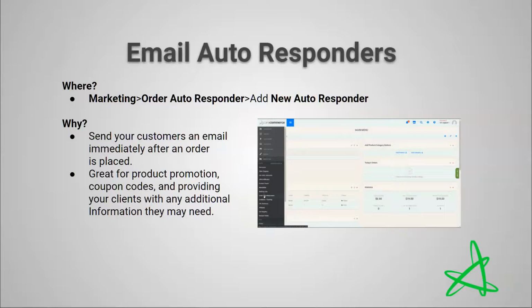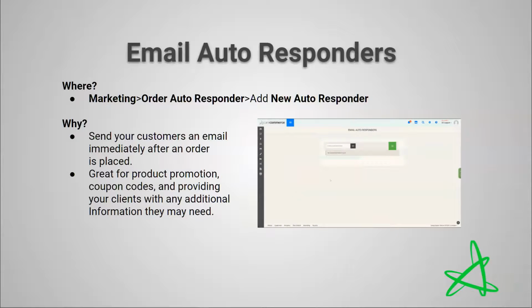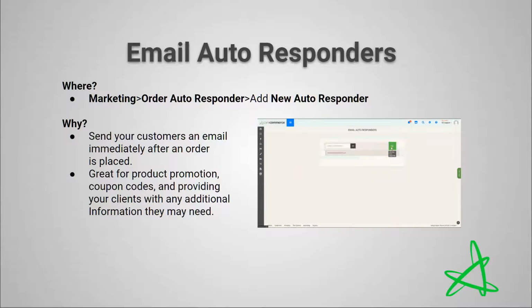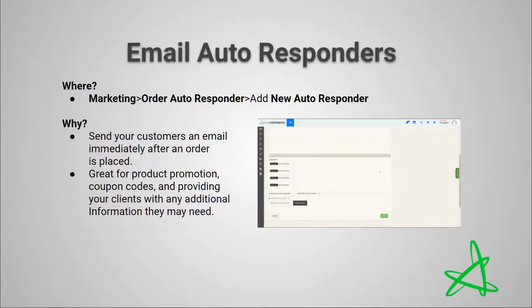So the first one is email autoresponders. This one is going to be located on the left-hand menu under Marketing, Order Autoresponder, Add New Autoresponder. Basically, this is going to allow you to send your customers an email immediately after an order is placed.